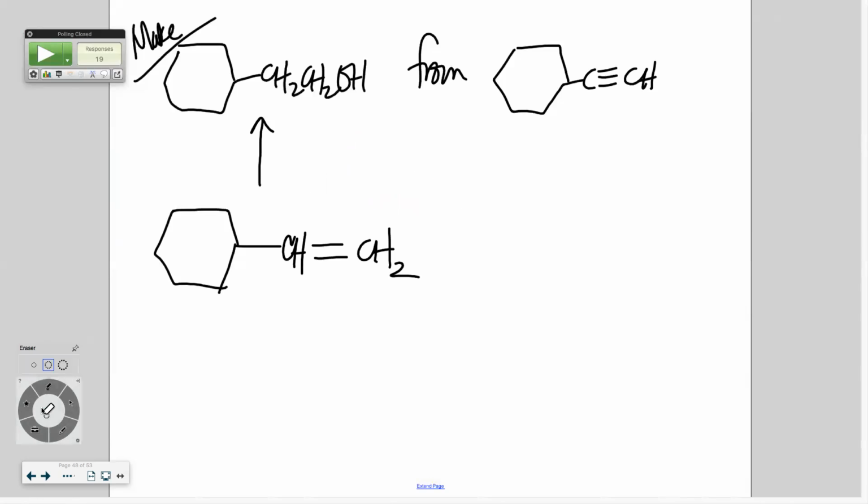What can we add? How do we want to add the water? What? Anti-Markovnikov. Okay, that's 2 steps. I'll give you that much. What's step 1?